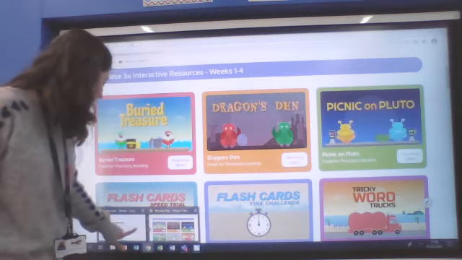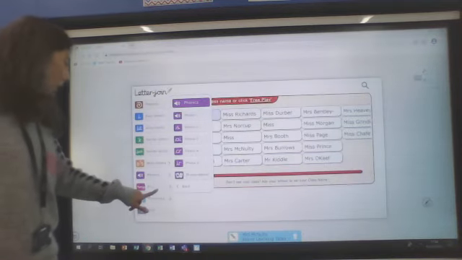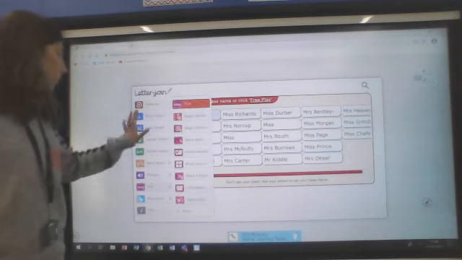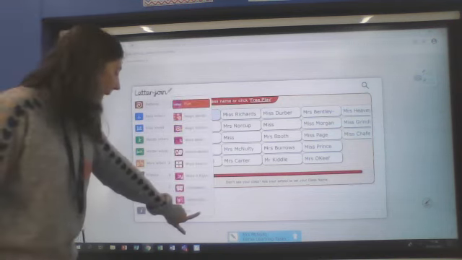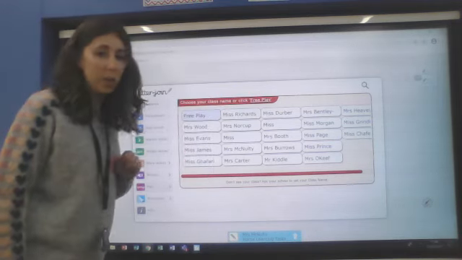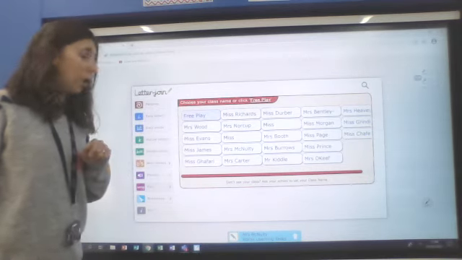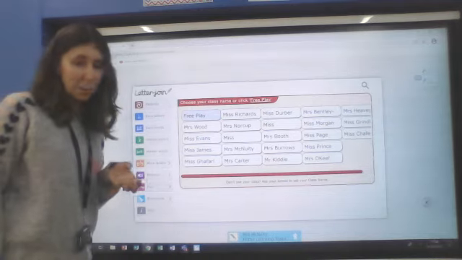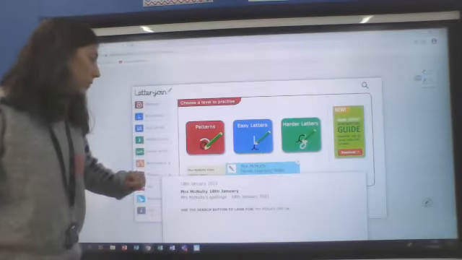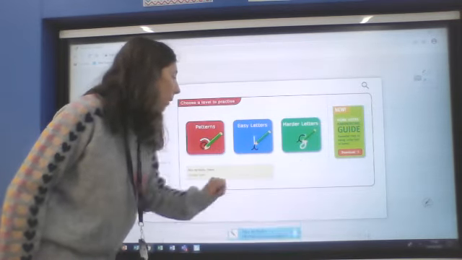Okay. Just want to have a little look at Letterjoin like we talked about yesterday, just so that we can make sure you know all the bits to do. So when you log in, you get the option to choose your class name or to click on free play. There's lots of activities to do on the free play part, but I will always set our spellings for the week onto our class. So if you select Mrs. McNulty, there's lots of other bits that you can have a go at as well.